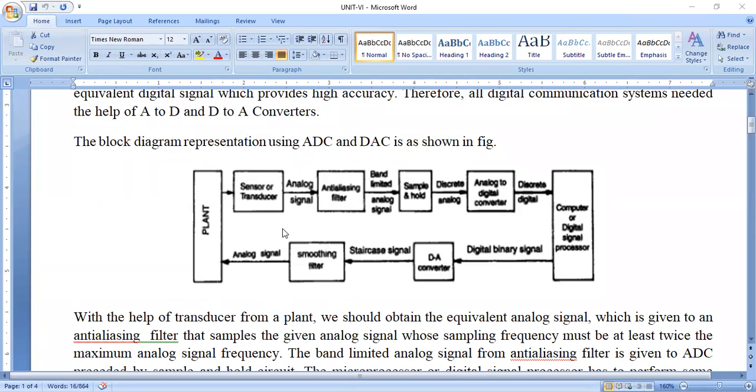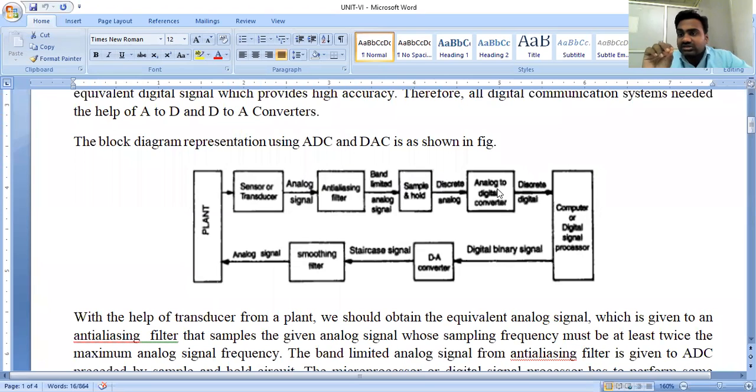So see here, the sensor or a transducer collects the analog pulse from the plant and it is next forwarded to the anti-aliasing filter. It is also called a band limit filter. And next, in order to observe the discrete nature, we forward the signal to a sample and hold circuit. And next, that is analyzed with respect to an analog to digital converter. This analog to digital converter will convert the discrete analog pulse into a discrete digital pulse. Okay, the entire conversion is not yet done.